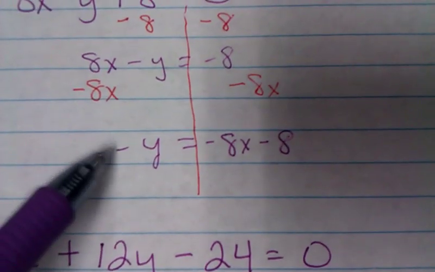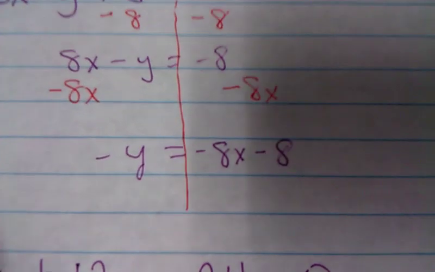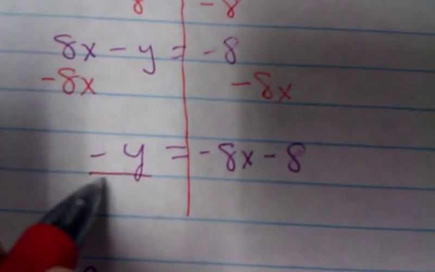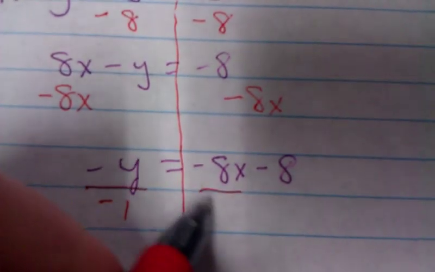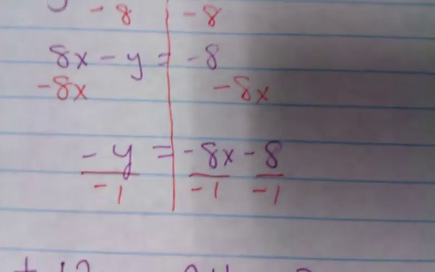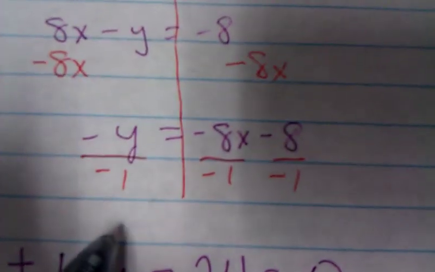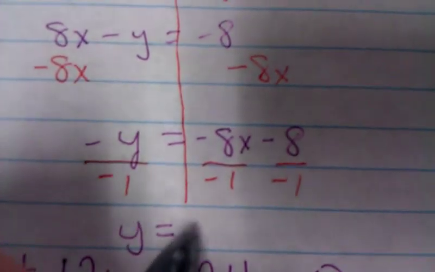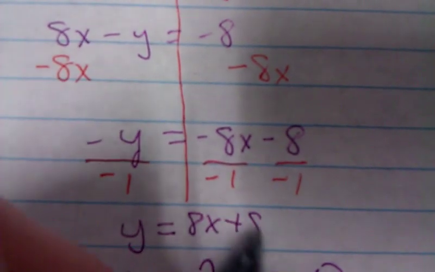Don't forget that negative. That's normally what people forget. Next, though, my y cannot be negative, so I need to divide by negative 1, and I get y equals 8x plus 8.